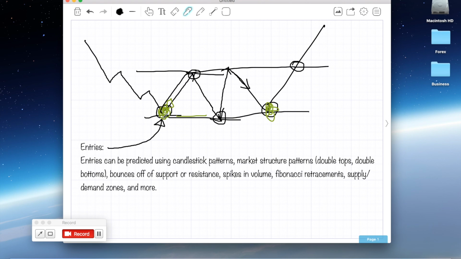Now typically, a lot of traders like to enter after a couple bounces off of a resistance line or a support line. So keep that in mind. But with channels, it makes it a little bit easier for you. And right here could also be an entry point.